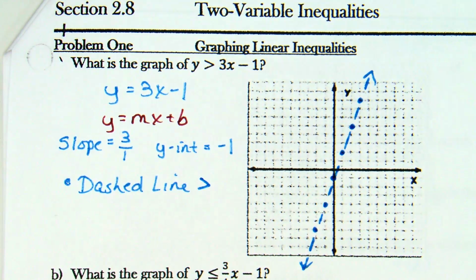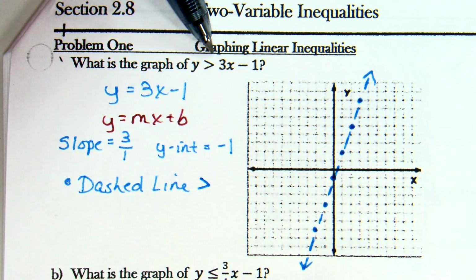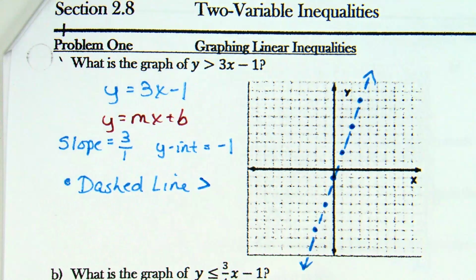Why above? Because you said below and it was wrong. That's a good point. Logic. Seriously, why above? Is it because the slope is positive? Is it because it's the opposite of negative? What sign is this? A greater than sign. Greater than tells you to shade above. Less than would tell you to shade below.